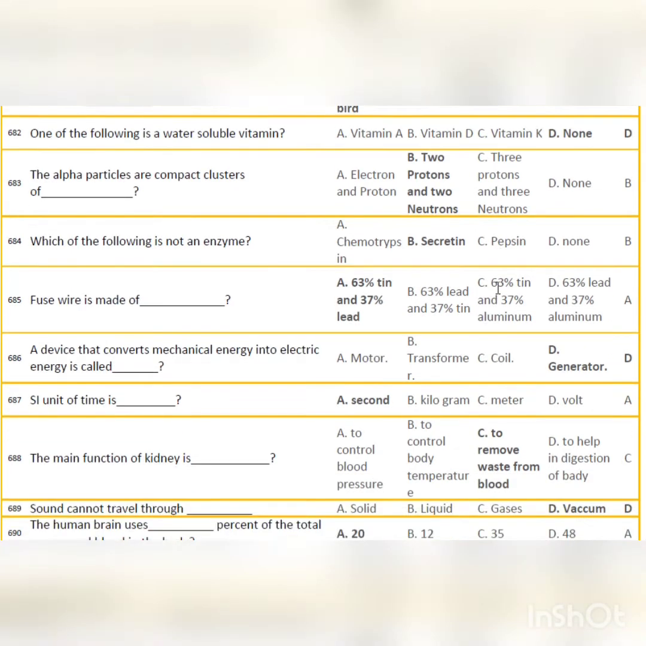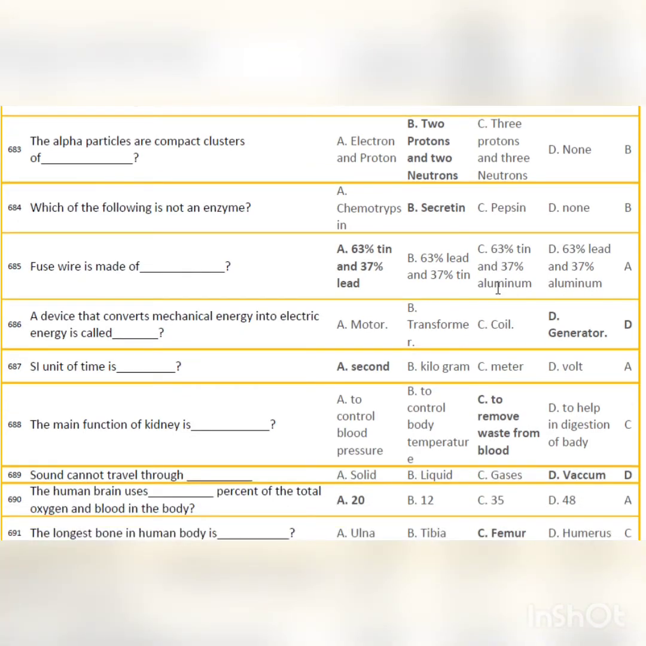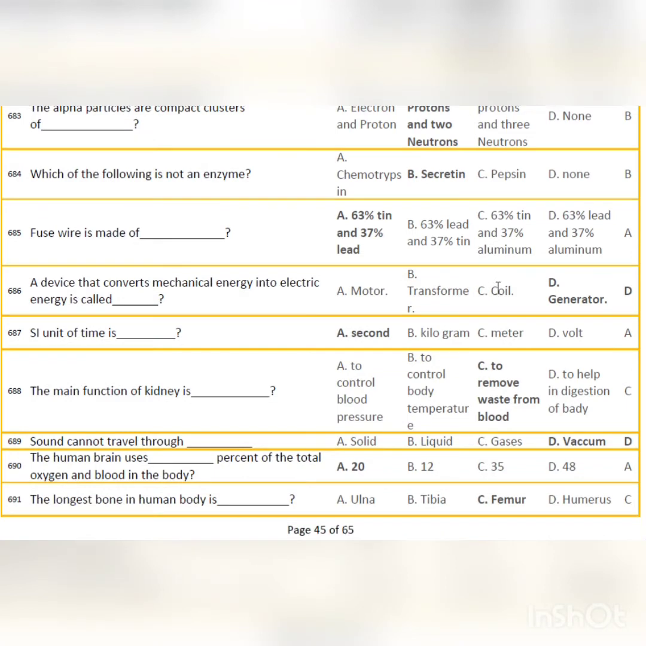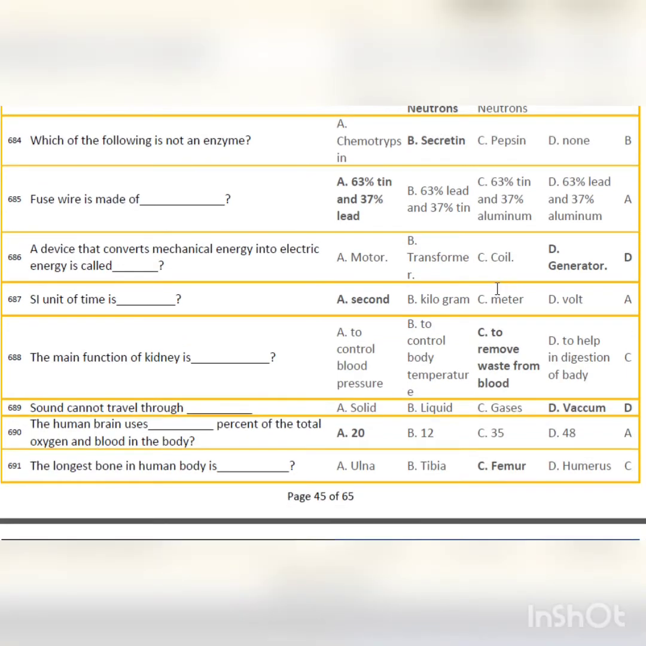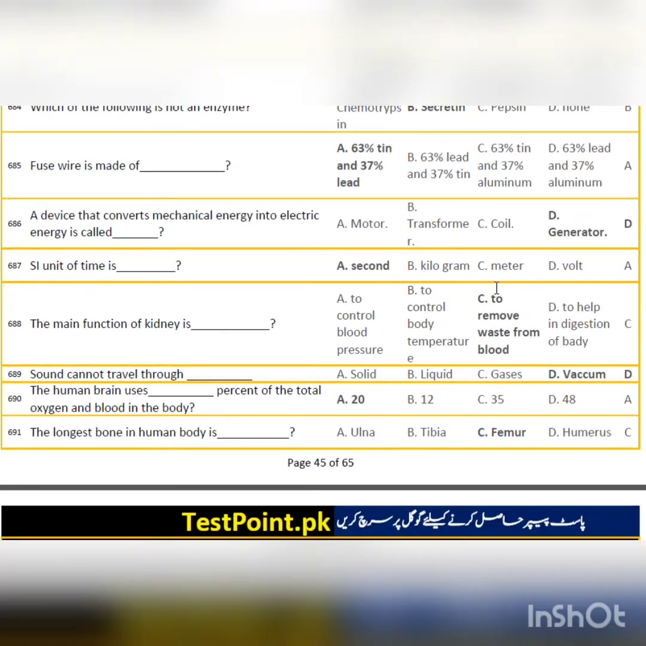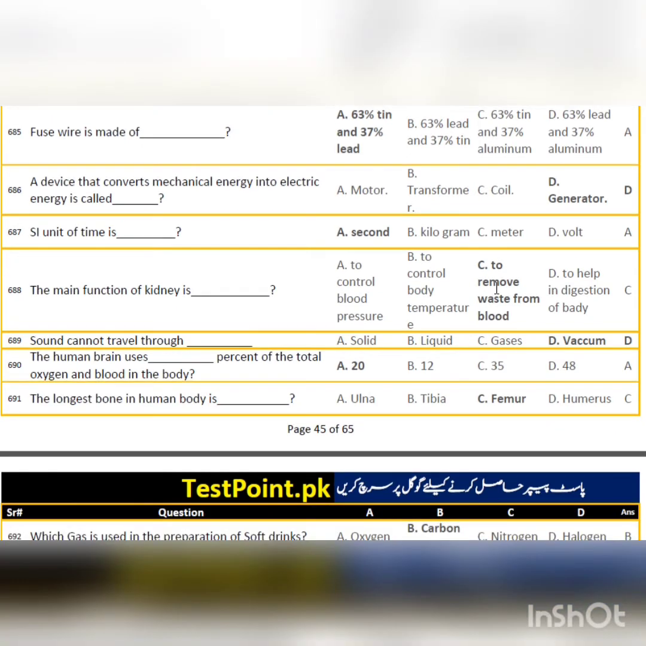1 yard equals dash. A. 3 feet, B. 6 feet, C. 2.4 feet, D. 12 feet. Answer is A. 3 feet. 1 yard means 1 गज, 3 फुट का होता है.